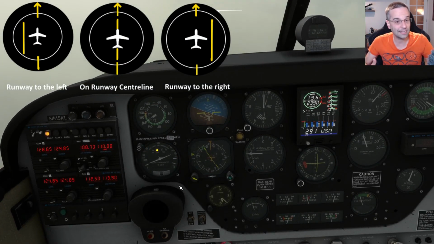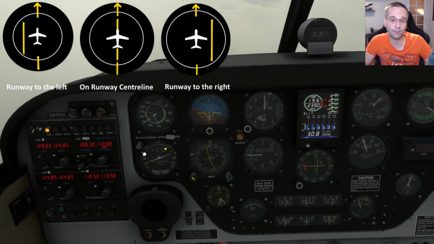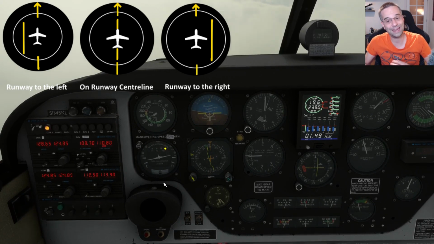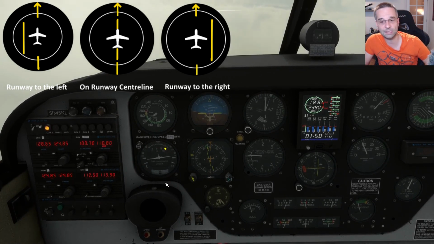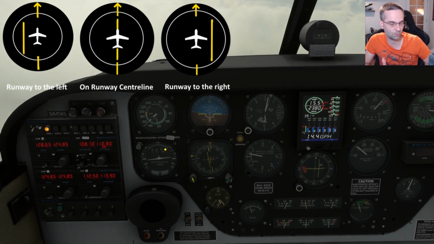So if the CDI ends up to the left of center on the HSI, like it looks like it's doing right now, then I need to turn in that direction to bring it back towards the center, and then slowly come back to my final approach course as it recenters itself.